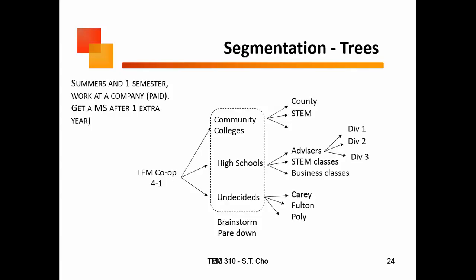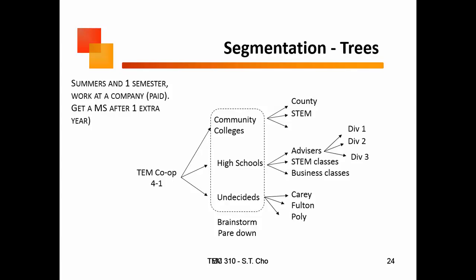Segmentation trees, this is an example. The TEM department once was thinking about doing, and they still might, a co-op program. That means that during the summers you go work for a company and get paid. Then you stay an extra year and you go to your company for 6 months where you pretty much do your master's thesis. So after 5 years you get your bachelor's and your master's.